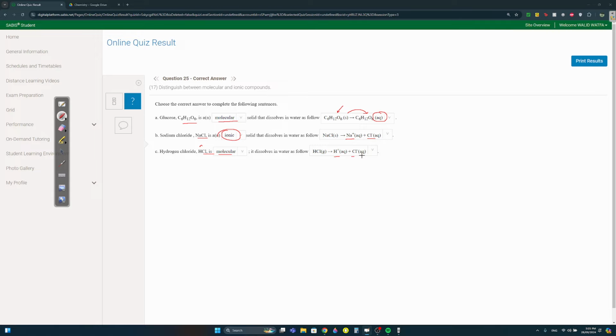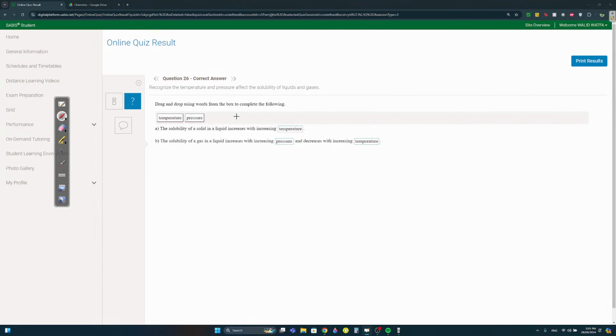Remember that acids and bases, they form conducting solutions. They are electrolytes, so they are the exceptions for the molecular compounds. These are like the exceptions that form conducting solutions. That's why they form ions. So okay, these following 4 questions are about solubility. Just make sure you pay attention.